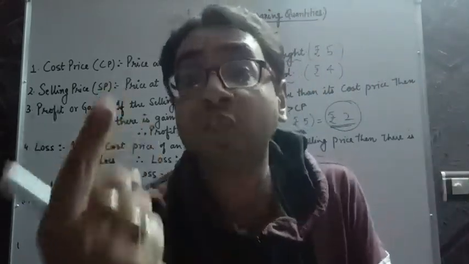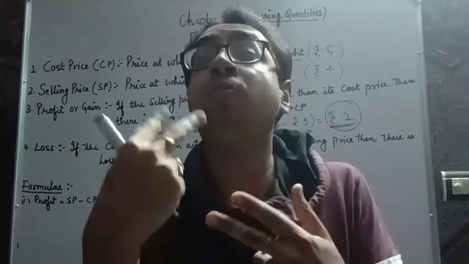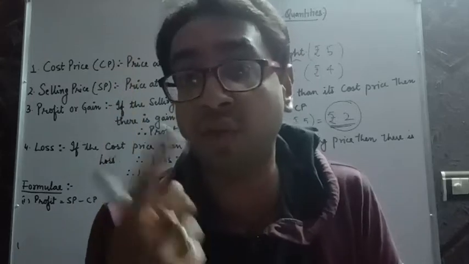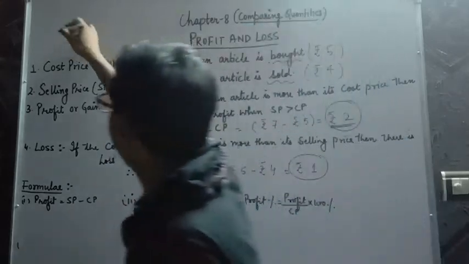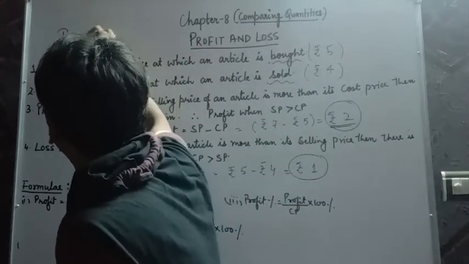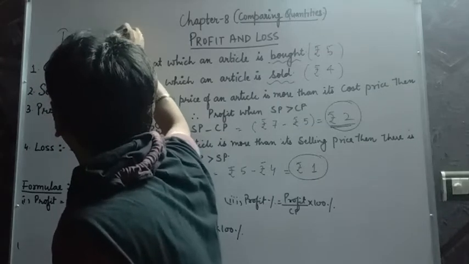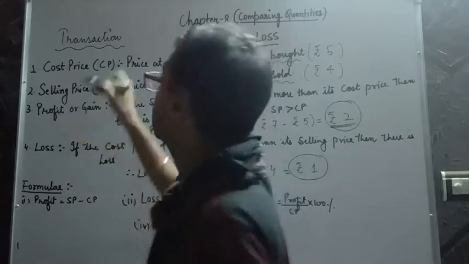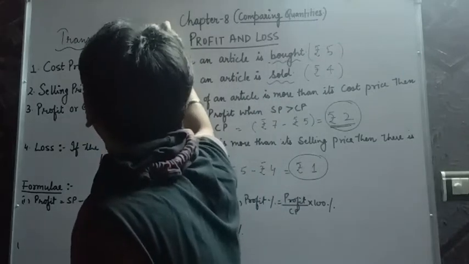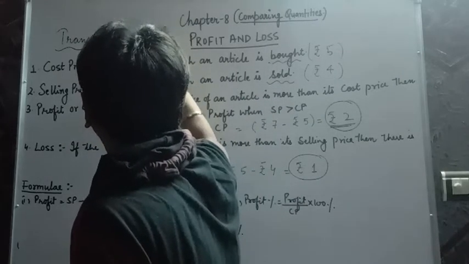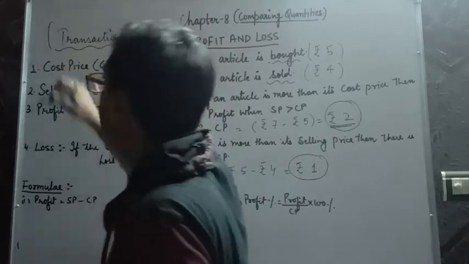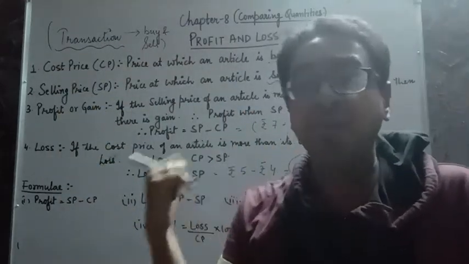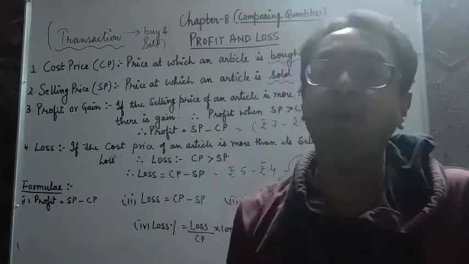Transaction means purchase and sale. If you purchase something and you sell something, that is one transaction. The pronunciation is transaction. Do remember, this is a very important word in this topic. Transaction means buy and sell together. Both things must happen. That is what one transaction means. We'll study this term in simple interest also.